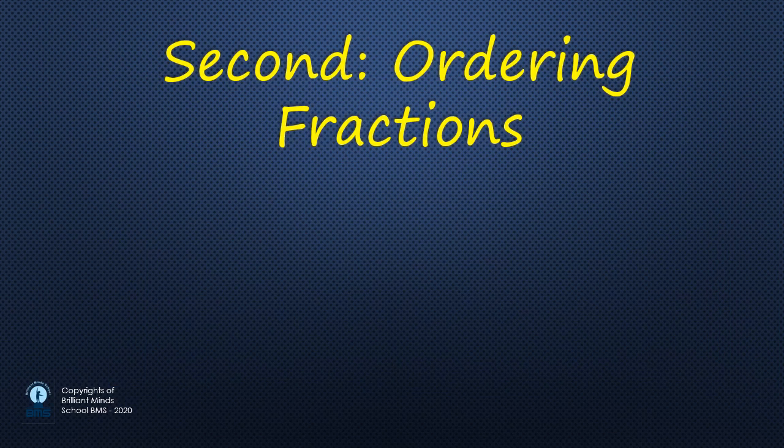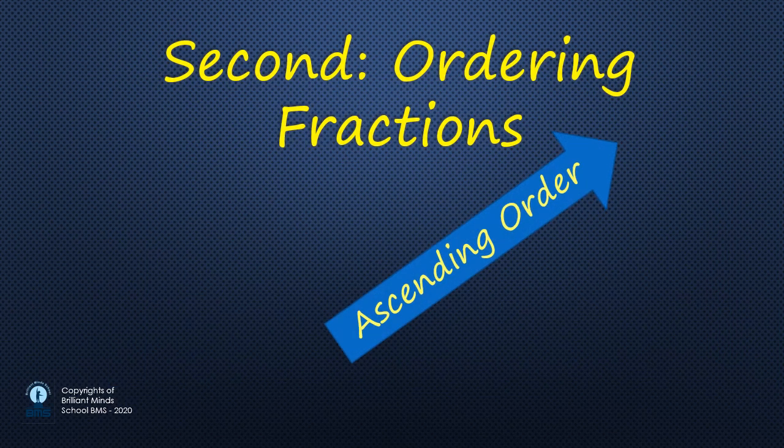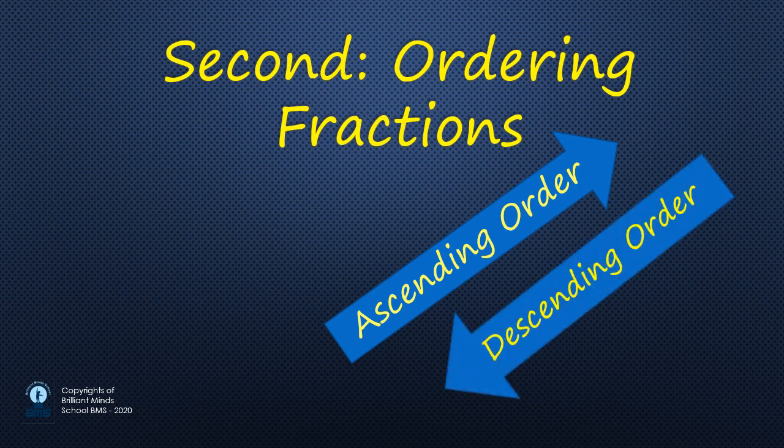Our second part here, how to order the fraction. But first, let's remember together what the meaning of ordering. Ascending order and descending order. We know that from primary 1, ascending order is to put the numbers in order from the small to the big. What about the descending order? To put the numbers in order from bigger to smaller, or from greater to smaller. Okay?